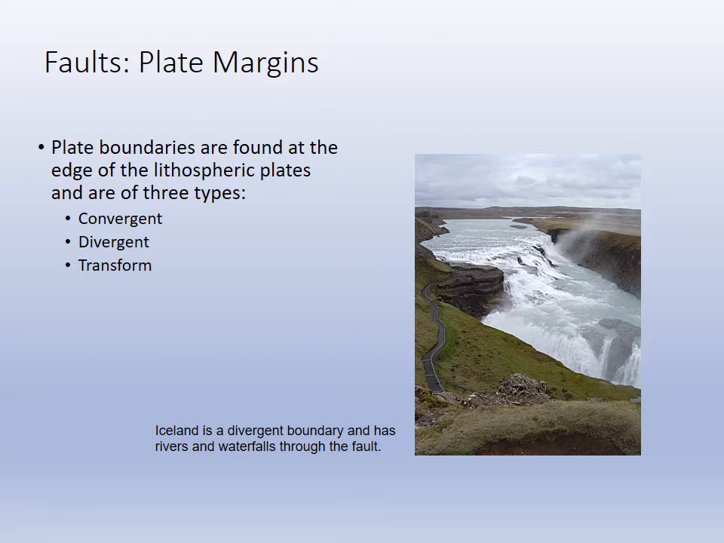So plates meet at faults. We mentioned the three types of faults. Number one, convergent. Number two, divergent. And number three, transform. The image there shows Iceland, which is actually part of the mid-ocean ridge that is above sea level. It is a divergent plate boundary.